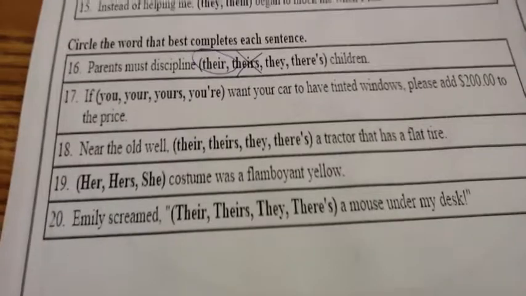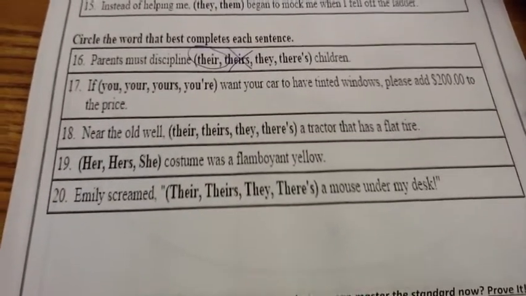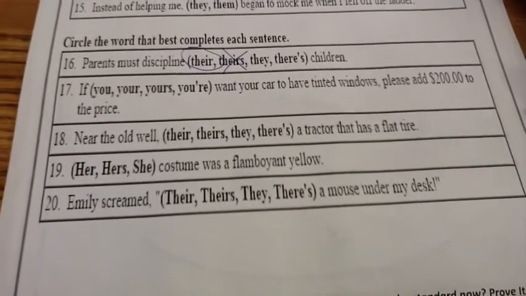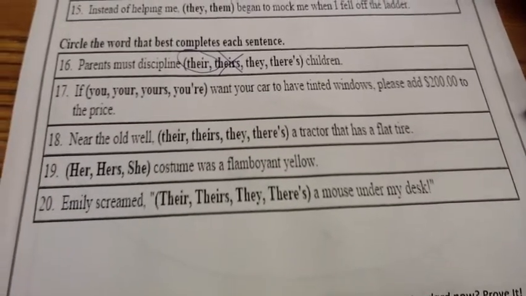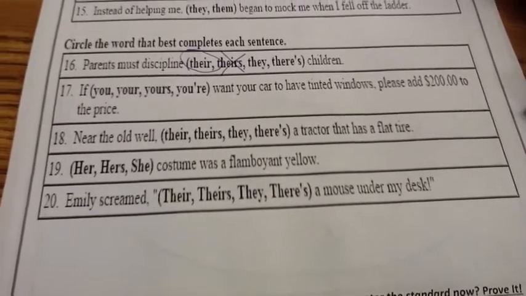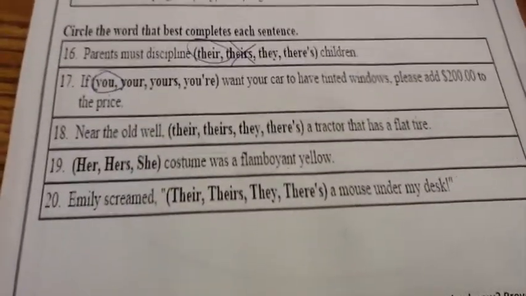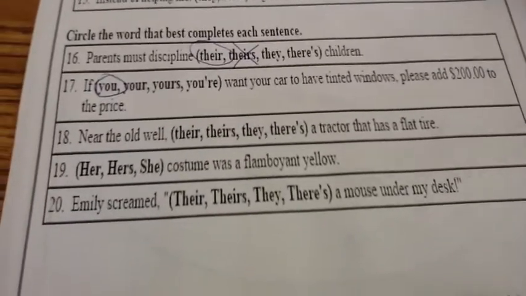Next step. If you want your car to have tinted windows, please add $200 to the price. If yours want your car to have tinted windows, please add $200 to the price. If you want the car to have tinted windows, please add $200 to the price. It's pretty clear that this is my best option. And I knew that right from the beginning, but I always want to check my other options just in case I've missed something. You should do the same.